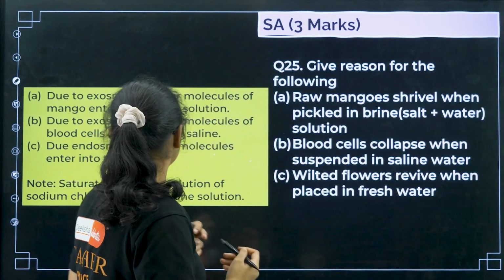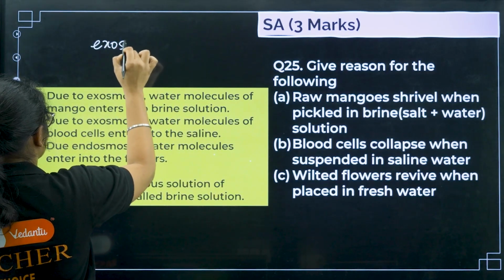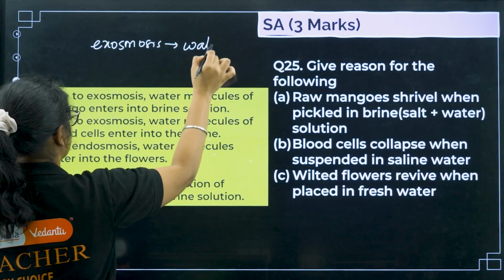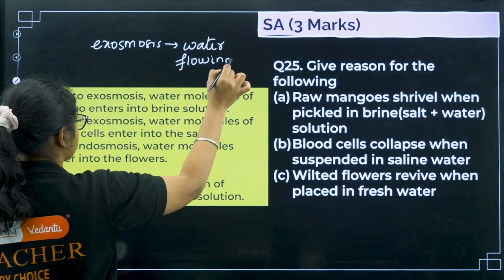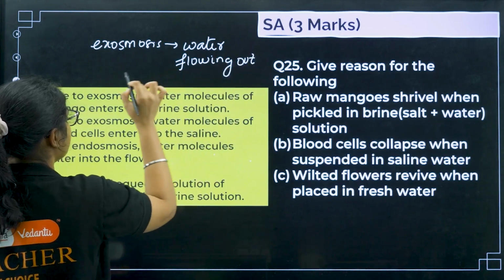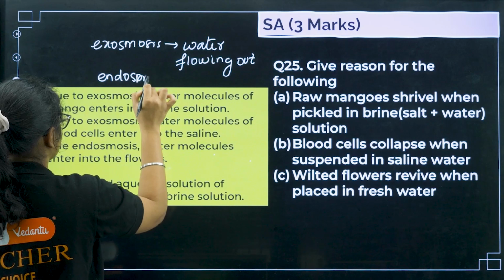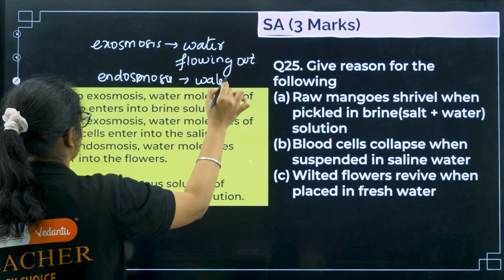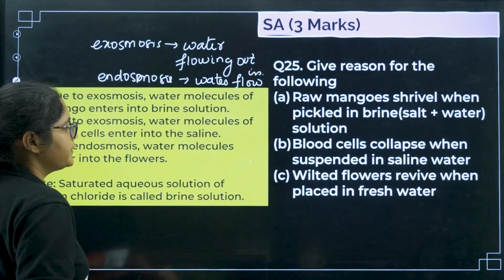Here I want to tell you what exosmosis and endosmosis are. See here, exosmosis means water flowing out. Endosmosis means water flowing in.